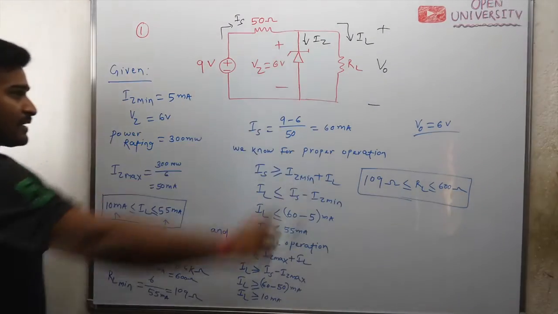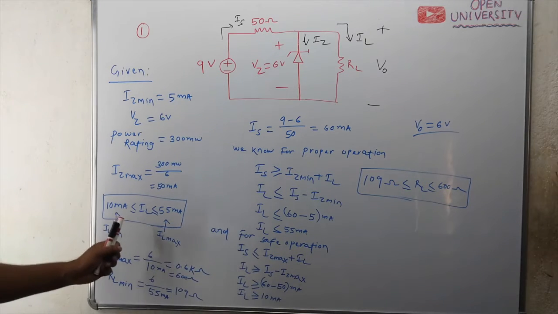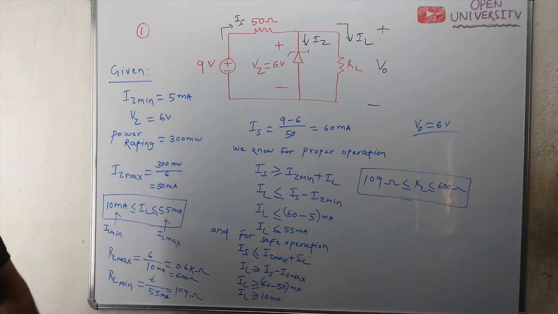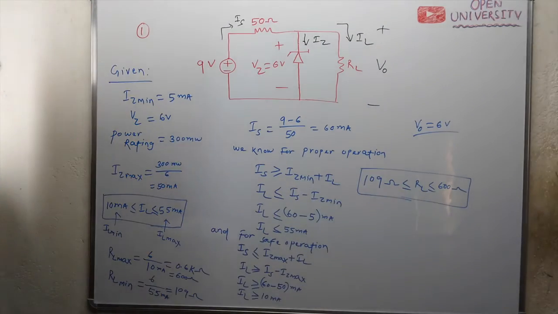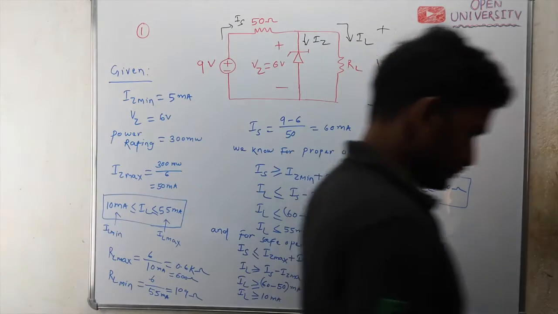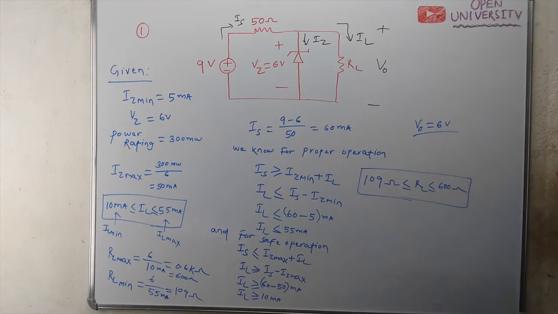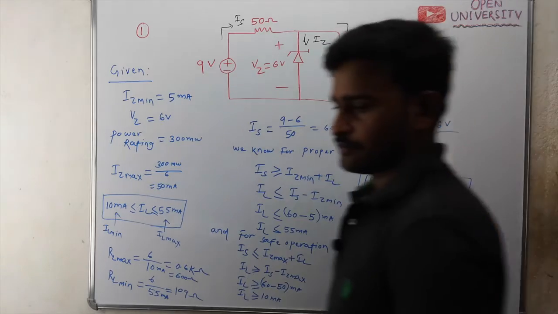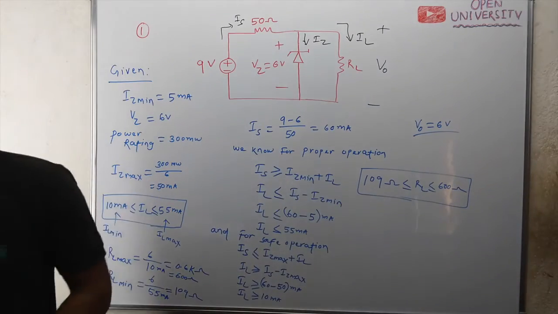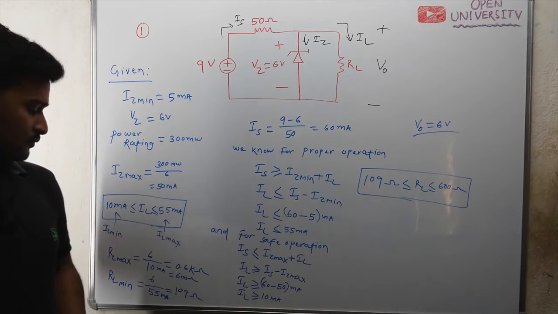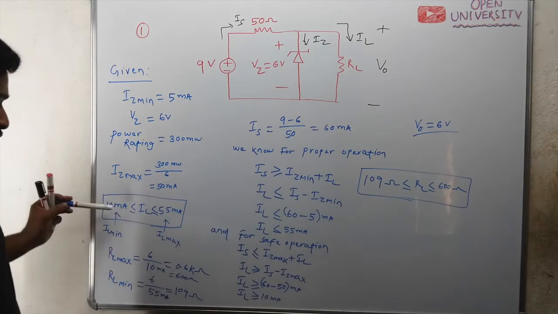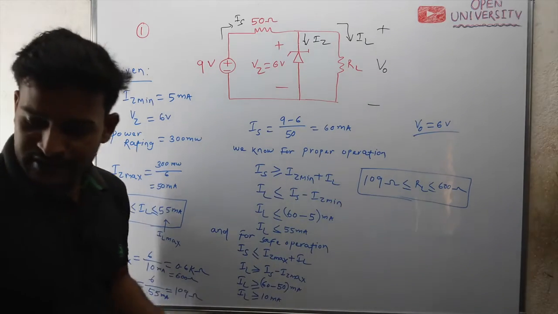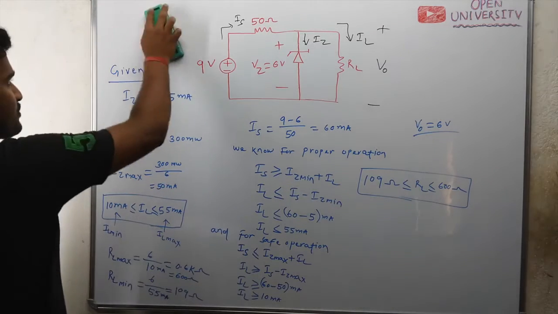For this circuit to behave like a constant voltage regulator, load current should be in between 10 milliampere to 55 milliampere and load resistance should be in between 109 ohm to 600 ohm. This is the answer to the second question and this is the answer to the first question. Okay, write down the next question.